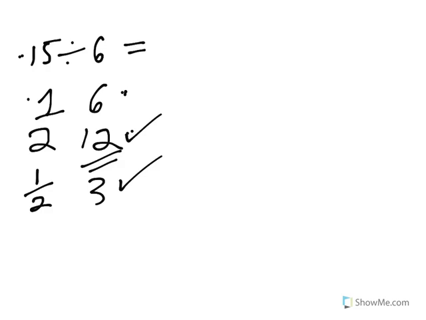And that's why the answer is 2.5. So that's what happens when the integers don't add up to my goal, I have to start taking fractions, and it can get pretty complicated. This is a good first example, though, 15 divided by 6.